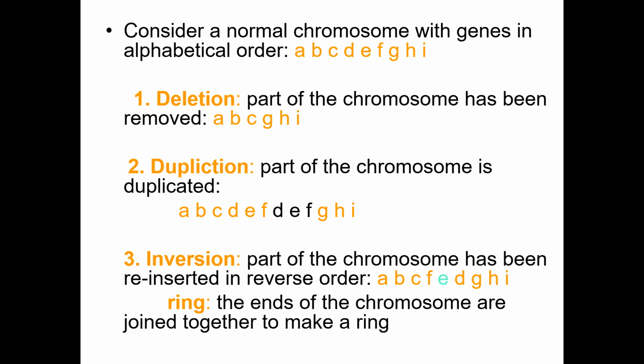Then there is the ring type. The ends of the chromosomes are joined together to make a ring. Because of the breakage, the ends have become very sticky and they have joined together. A joins with I, and instead of a rod-like structure, the chromosome becomes a ring-like structure.